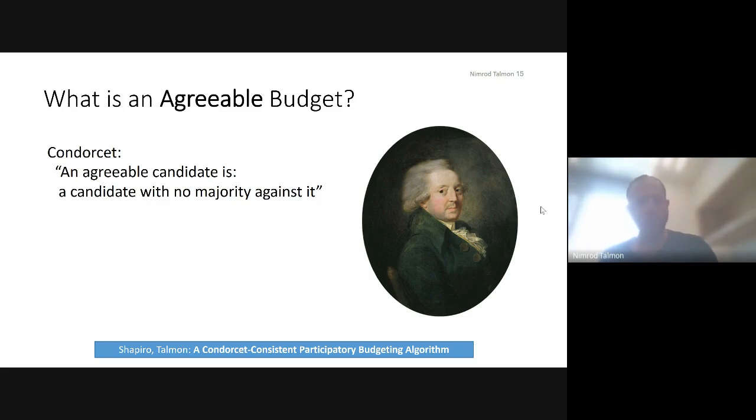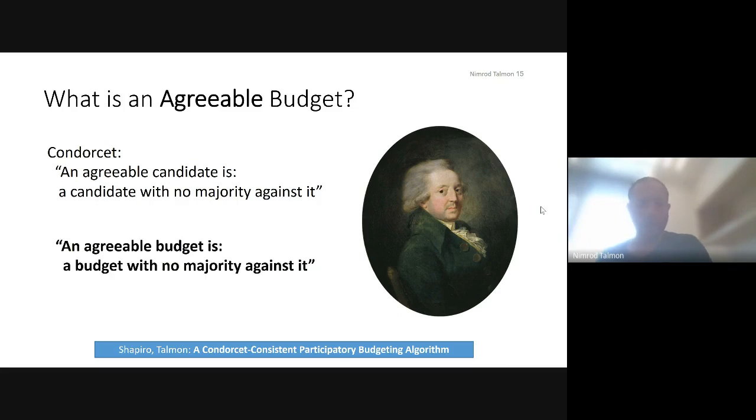So we wanted to lift this idea to participatory budgeting. And the most natural way to do this, I think, is to say, okay, what is an agreeable bundle, or what is a Condorcet winner for participatory budgeting? There are several ways to define it, but one of them is to say, okay, we want to select a bundle, a subset of the projects, such that for any other subset of projects, there is no majority that prefers this other subset of projects to the subset that we selected.